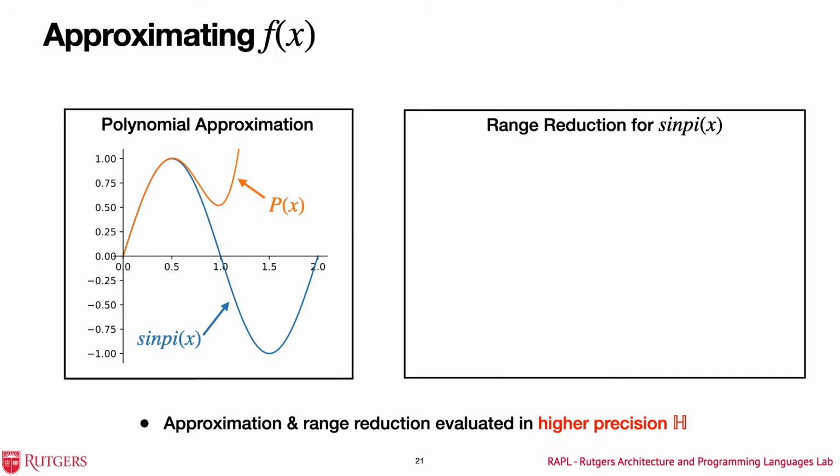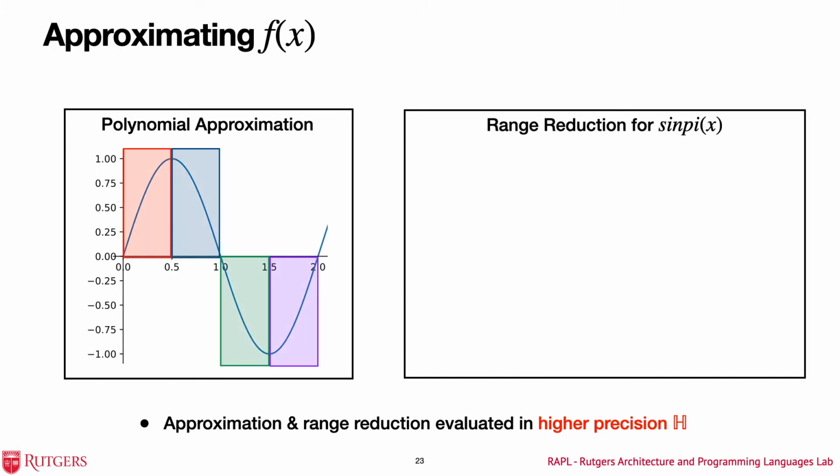So math libraries typically use range reductions to transform any arbitrary input into a reduced input in a small domain. Let me show you a simple example of range reduction for sine pi of x. Sine pi of x is a periodic function where each period is exactly the same. And inside of each period, there are 4 quadrants that are exact mirror images of each other. So we can use these trigonometric identities to transform any input to a reduced input between 0 and 0.5.